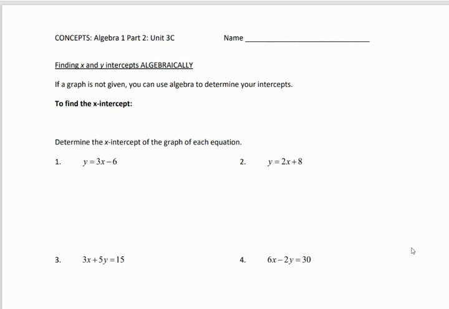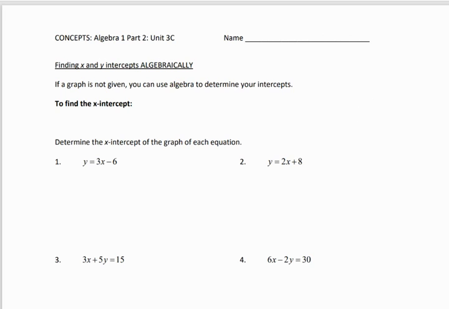Okay, so 3C, we're going to continue with our x and y intercepts. However, instead of looking at a graph to figure them out, we're going to solve those x and y intercepts given an equation. So that means finding them algebraically. It's super important that you're paying attention and writing these key notes down so that you can reference this for not only this assignment, but your homework.